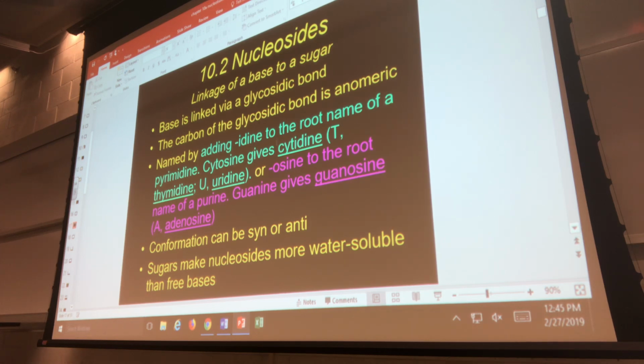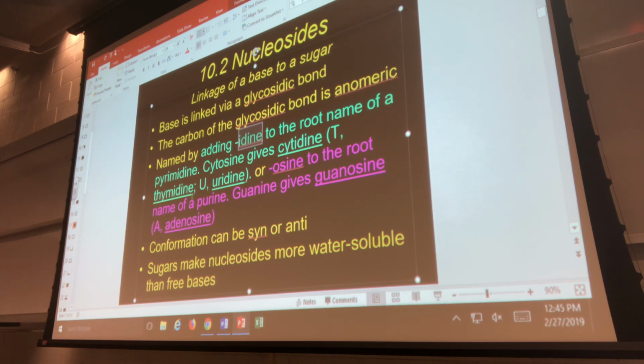If you attach any of the pyrimidines to an anomeric carbon, it changes the name to where the suffix now is idine. So cytosine becomes cytidine. So if you see the phrase cytidine written anywhere on the exam, you now know that that means a cytosine attached to a sugar, okay? Thymidine, so notice the suffix changed to idine, or thymine changed into thymidine. The suffix indicates that this means thymine attached to a sugar, specifically ribose, of course. And uridine is very obviously uracil attached to a ribose sugar.